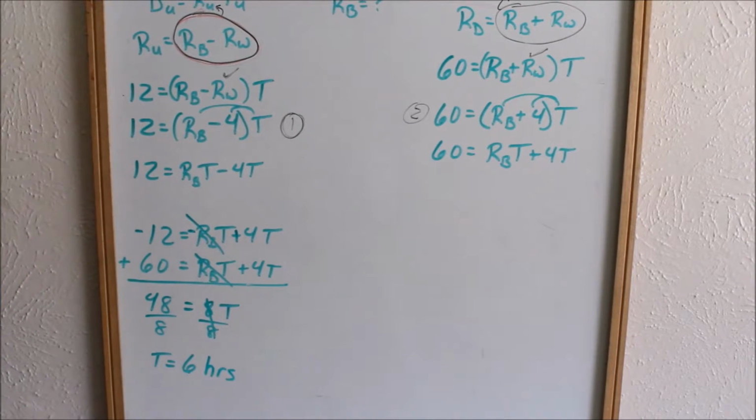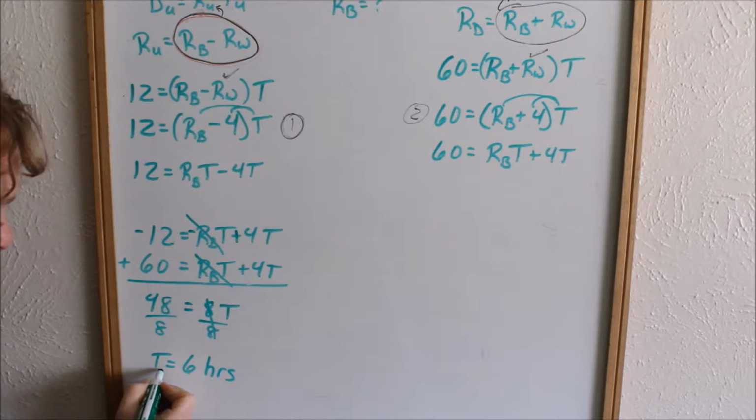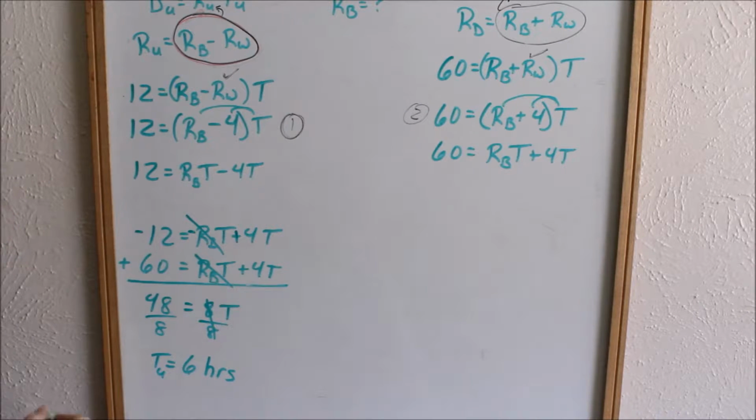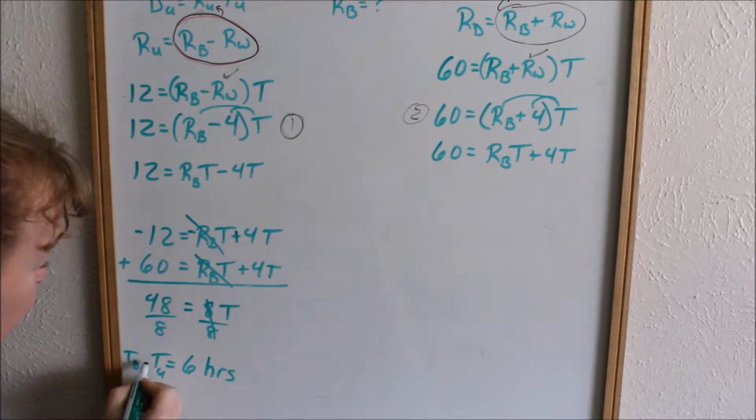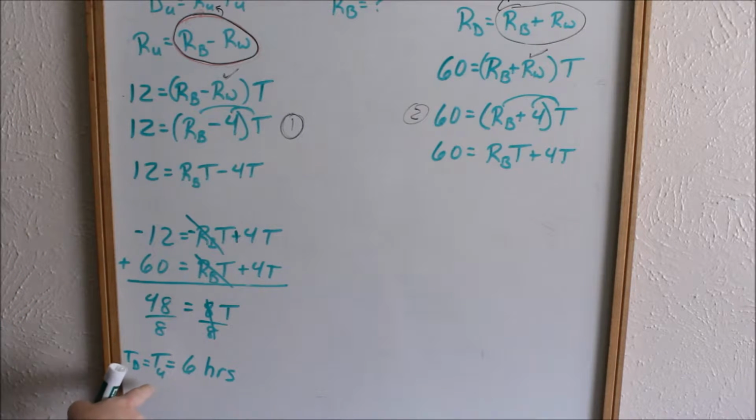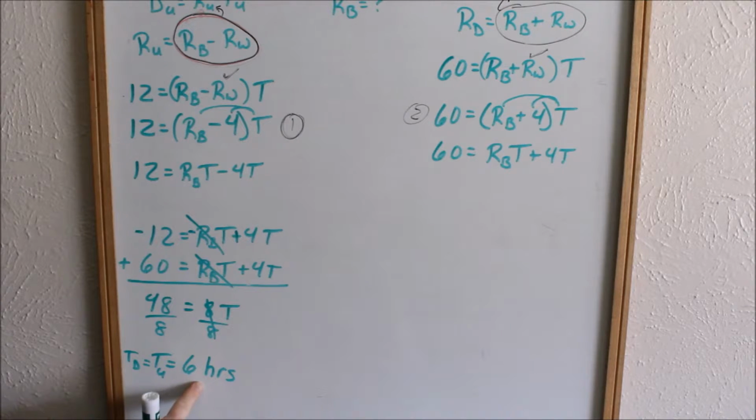But what did that T represent? That T represented either the time of the upstream or the time of the downstream. Time of the downstream equaled the time of the upstream, which is 6 hours. The question actually asked what is the total time of his trip. So it took him 6 hours to go upstream, and then he turned around and went 6 hours downstream.